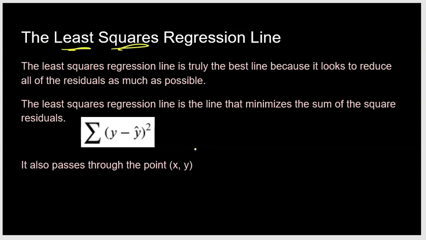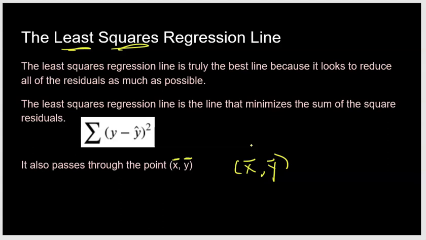Now, one more point I want to make is that every least squares regression line, every line of best fit, does go through the point x bar comma y bar. So if you think about the point, the average x and the average y, that point will get crossed on every single line of best fit. That's an important thing to know as well.